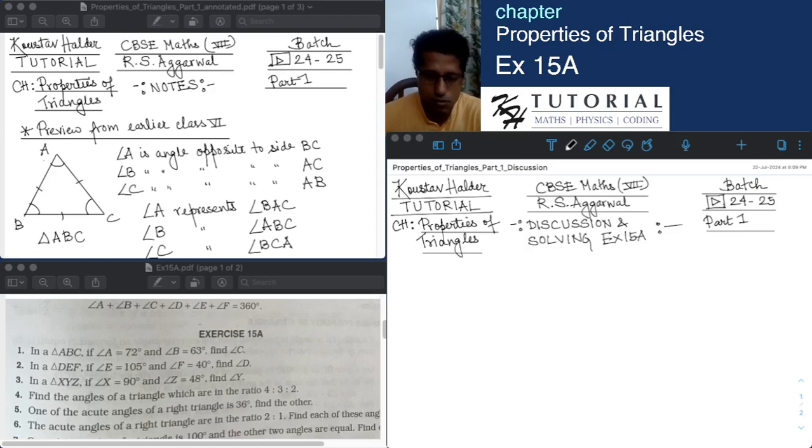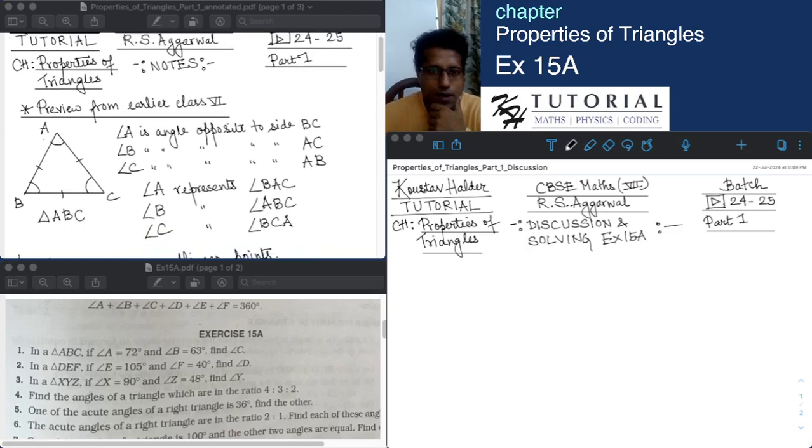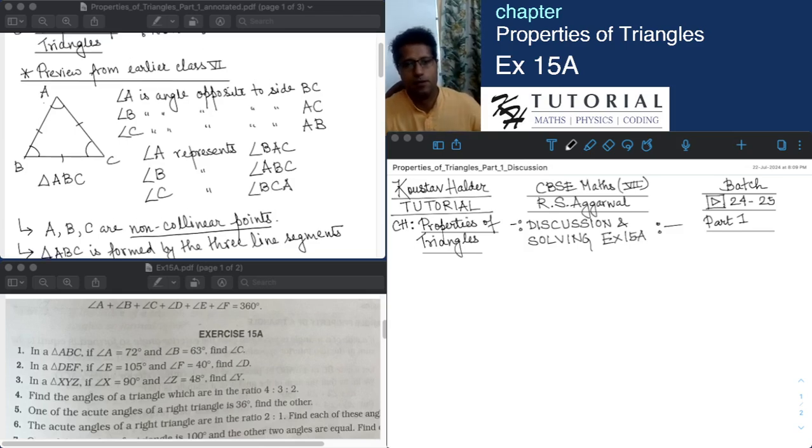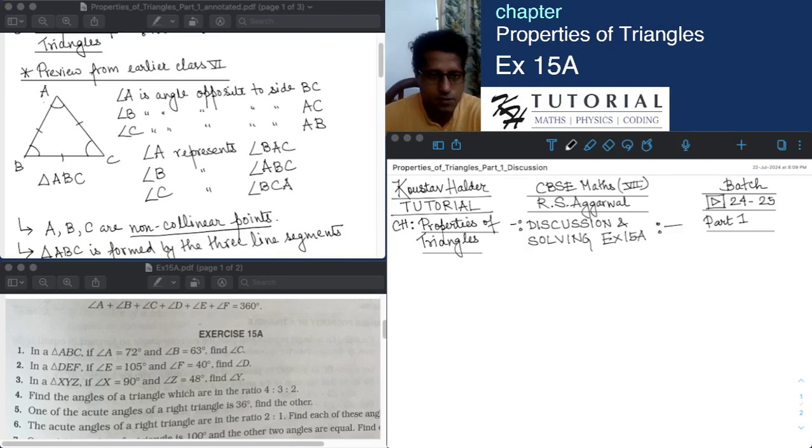If the three non-collinear points are A, B, C, then we can form a triangle ABC. A triangle has three vertices. If the non-collinear points are A, B, and C, we will have vertices A, B, and C, and also we will have three sides. You can see the three sides in the triangle ABC. Now a triangle ABC is denoted by the symbol of a small triangle. This is the symbol for denoting a triangle.